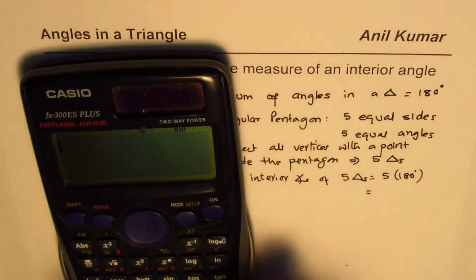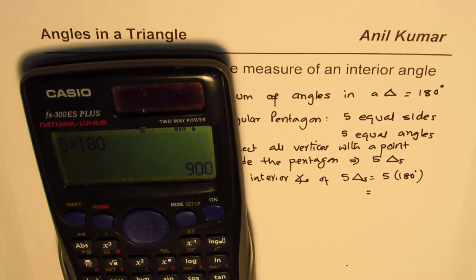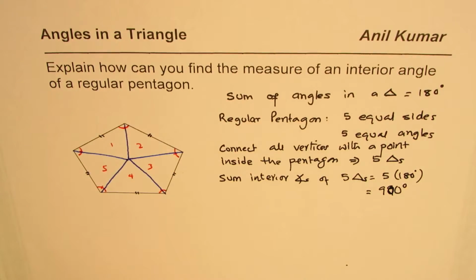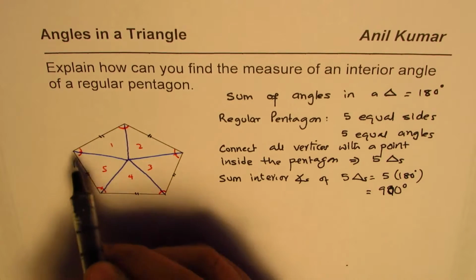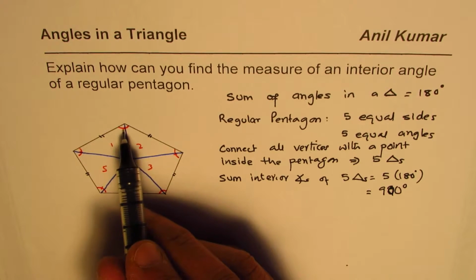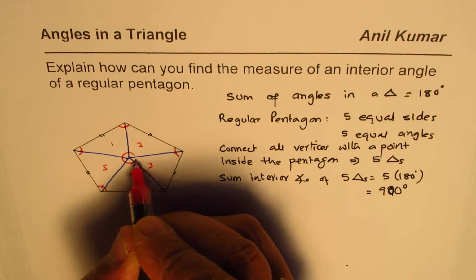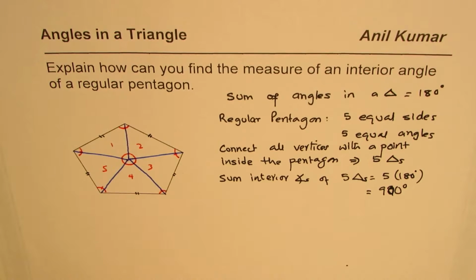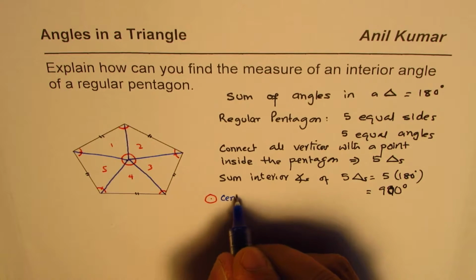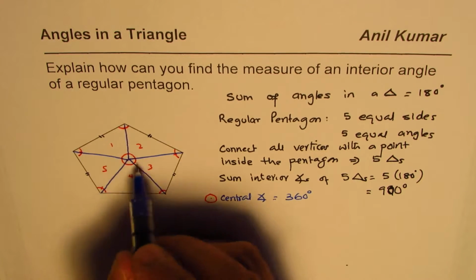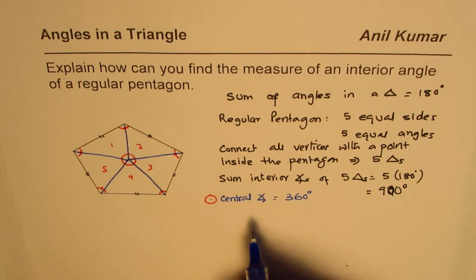So let's figure out how much this is. 5 times 180 gives us 900 degrees. So the sum of all the angles is 900 degrees. Now that includes the angles on the corners, one of which we want to find, and also the angle in the center. Now what is this full circle? The full circle which I have drawn here is the central angle. Let me call this the central angle, which is equal to 360 degrees, right? One full circle, as you know, is 360 degrees.